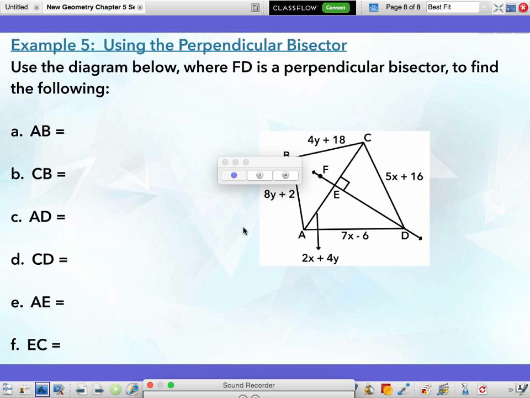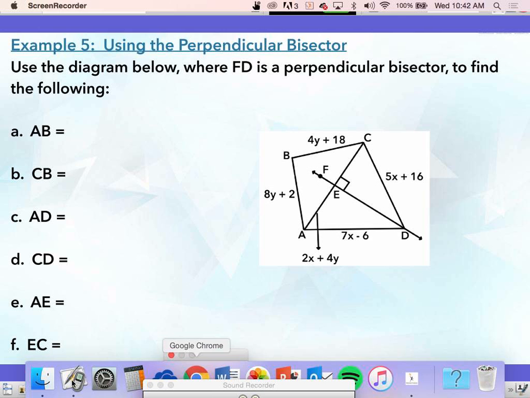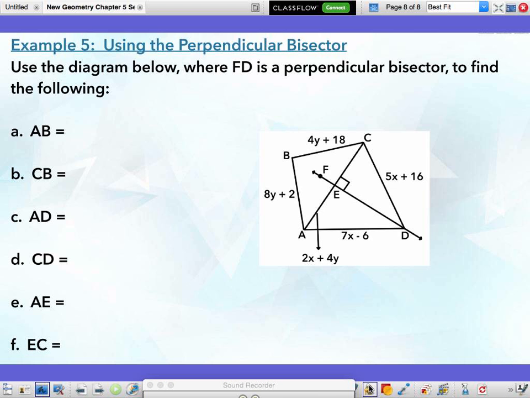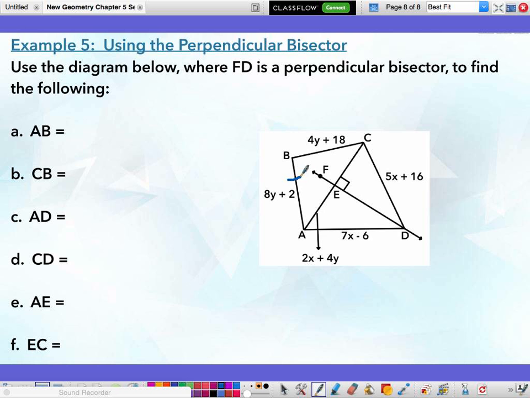Okay, so a perpendicular bisector divides the segments into congruent parts. So AB would be congruent to CB, AD would be congruent to CD, and AE would be congruent to CE.